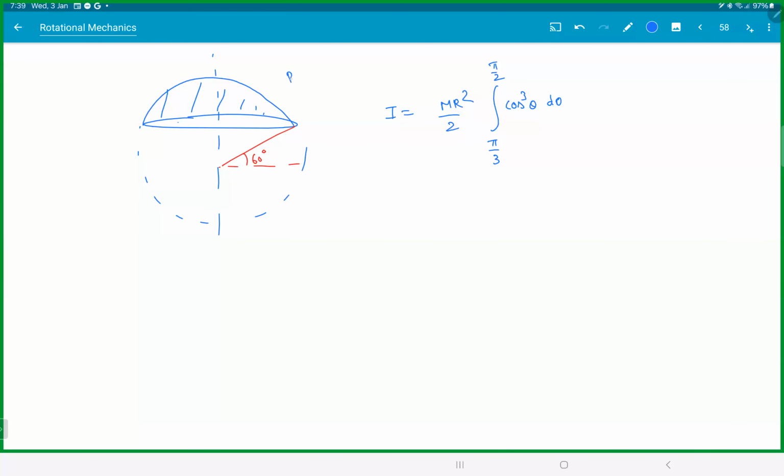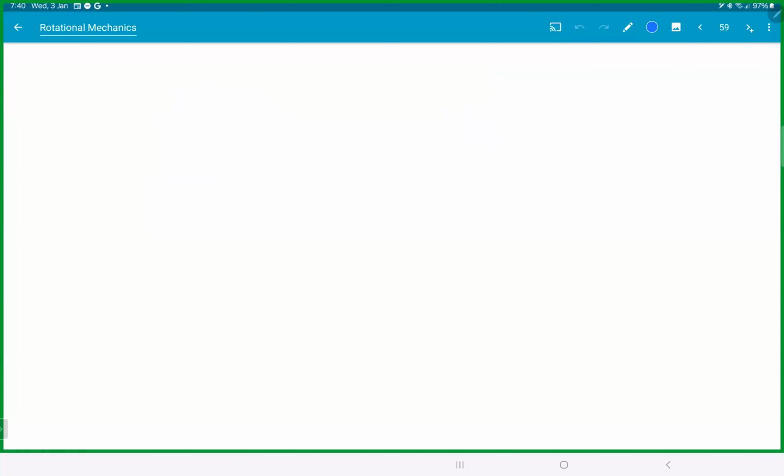This is a part of a shell. See, it's not really that difficult to do. Just the limits changed. But people who don't know integration, how to choose element, they won't understand what to handle, what to do with this. So for the solid sphere, right? You can choose like onion shells.